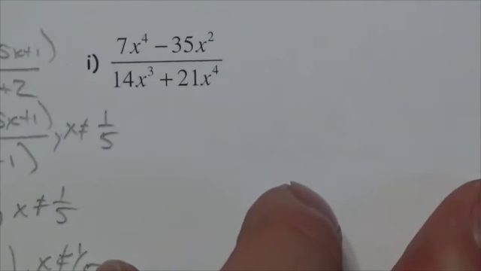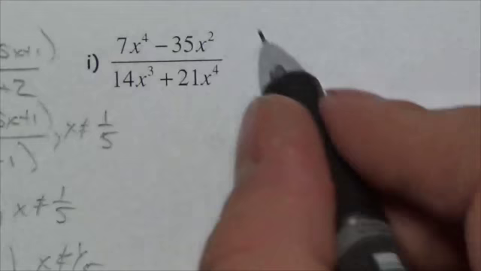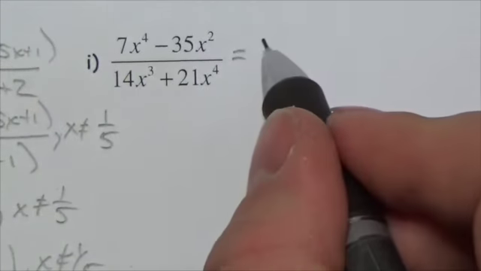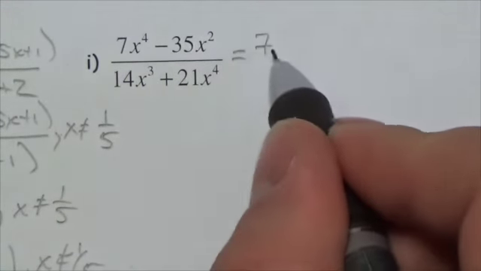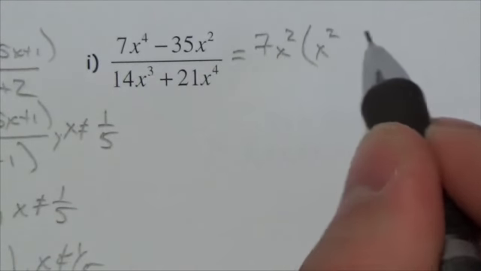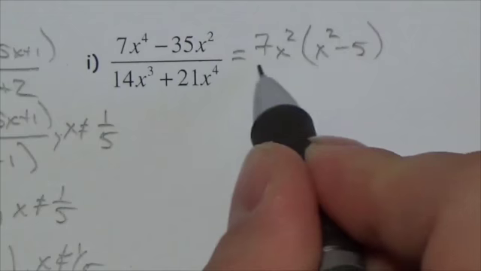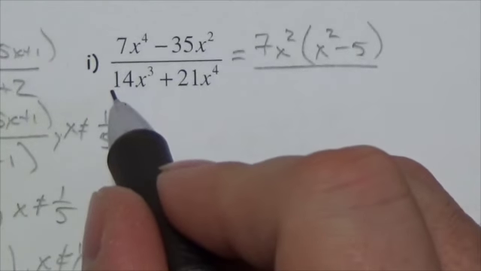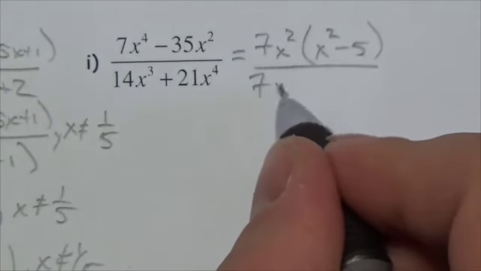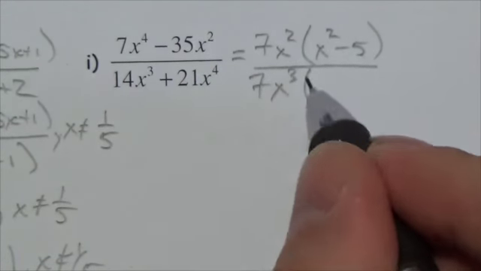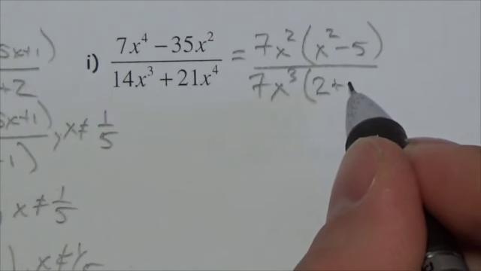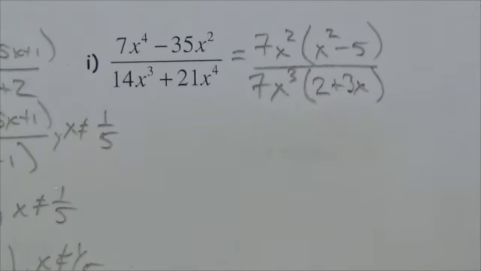All right, and then finally in this little section here, we got a lot going on here. Okie dokie. Between 7 and 35, well there's a common 7, and then we've got a common x squared. So what's that going to leave us? It's going to leave us with x squared minus 5. Down here between the 14 and the 21, okay, we got another common 7. And then I've got a common x cubed there. So it's going to leave me with 2 plus 3x.